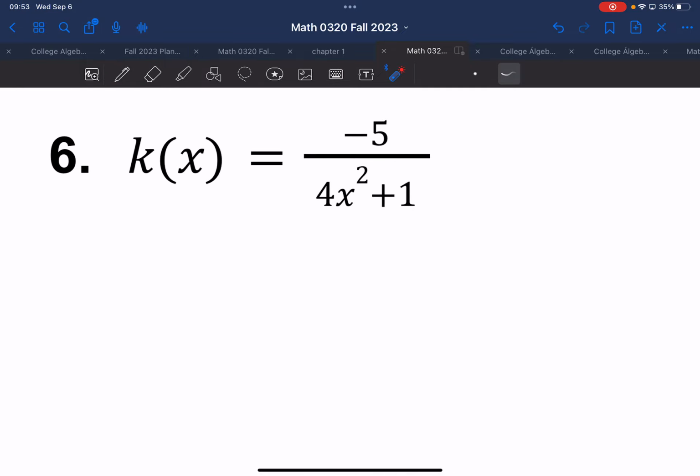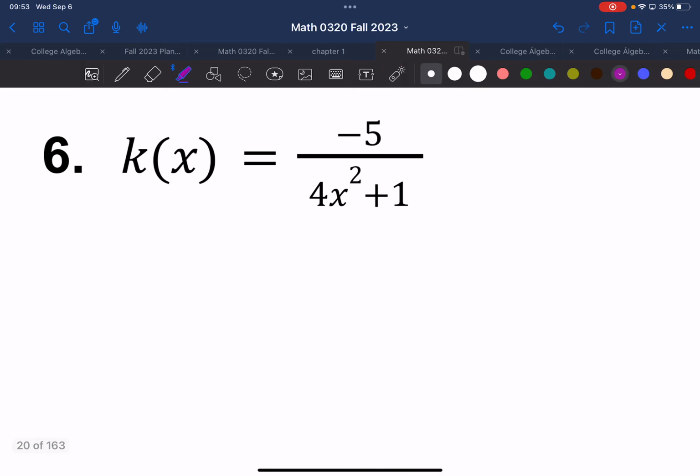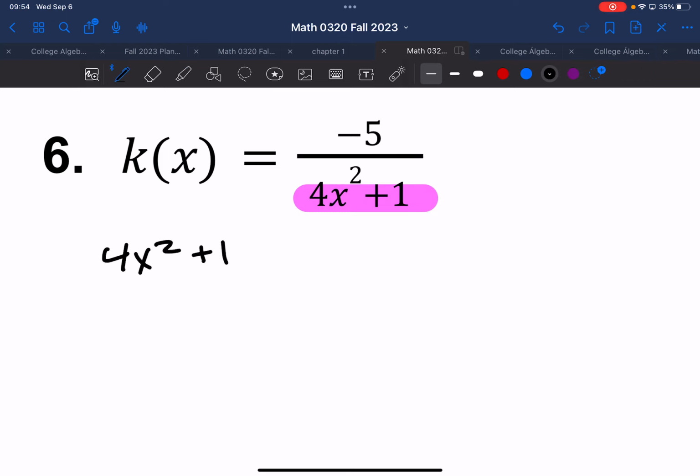Okay, what are we going to do on 6? What are we going to do on 6? So the square is supposed to be there this time. It's a fraction, so we know we're going to do what? Set the bottom to 0. 4x squared plus 1 equals 0.